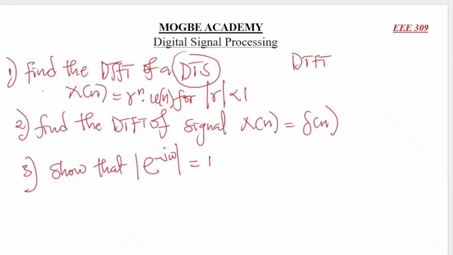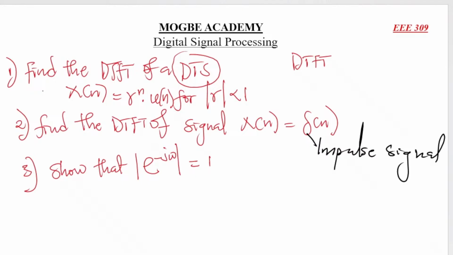So basically, the next question is we're given to find the DTFT of a signal. And what is the signal? We're given that this signal is equal to another signal, right? Now looking at this signal, this will tell you that this is an impulse signal. So what you are going to do is use the concept of the impulse signal with respect to the concept of DTFT.